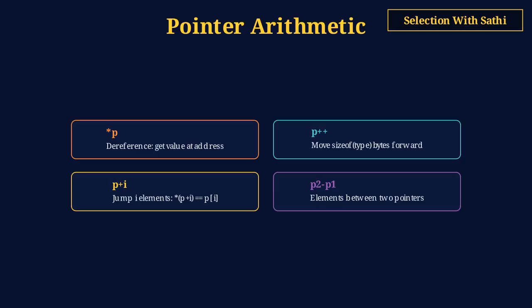*(p + i) dereferences the ith element from where p points, this is the same as p[i]. You can also subtract two pointers, p2 - p1 gives the number of elements between them, not bytes.